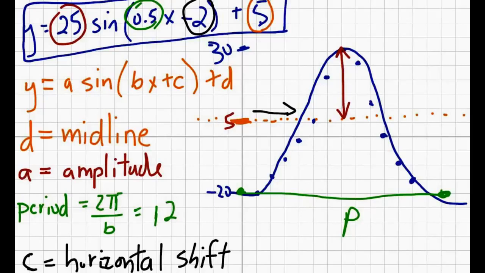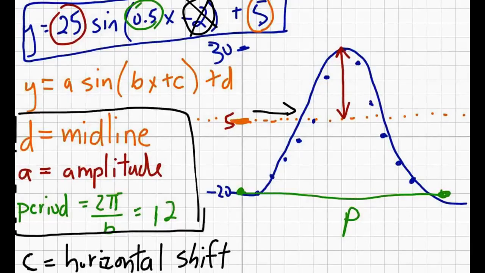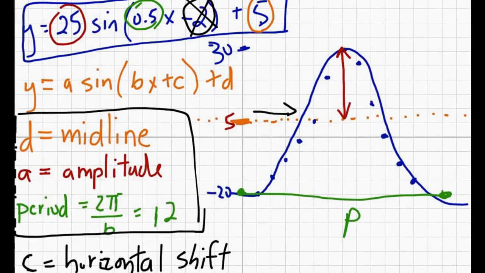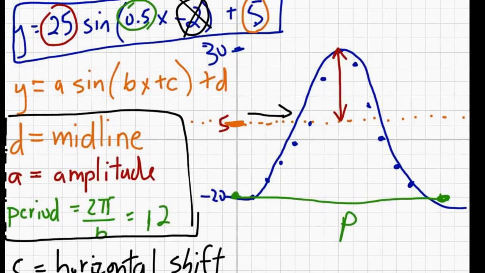So that -2 is telling us it gets shifted one way or the other in terms of the equation. The good news is we don't need it. We need that number in order to draw the proper graph, but in terms of figuring out what's going on with the equation and the graph, it's not important. So the only three that you're going to work on in the equation are your A, B, and D numbers, which are your amplitude, midline, and the B will give you the period.